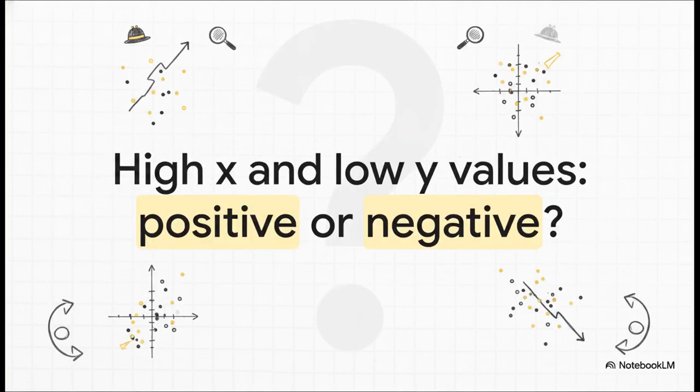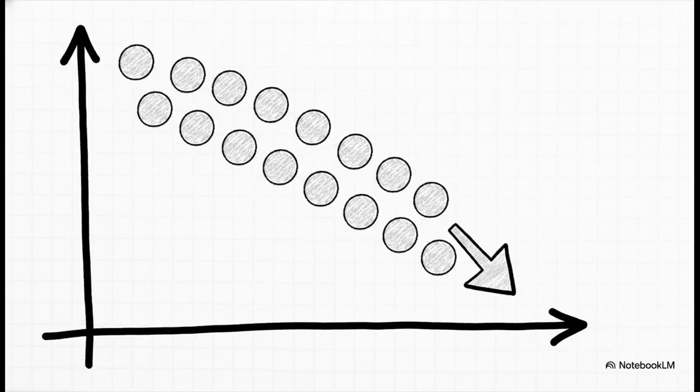All right, detectives, time for our first pause check. Imagine you look at a scatter plot and notice that high values of the x variable occur with low values of the y variable. Is that direction positive or negative? Actually, just take a second, pause, and really think about it. Okay, do you have your answer?